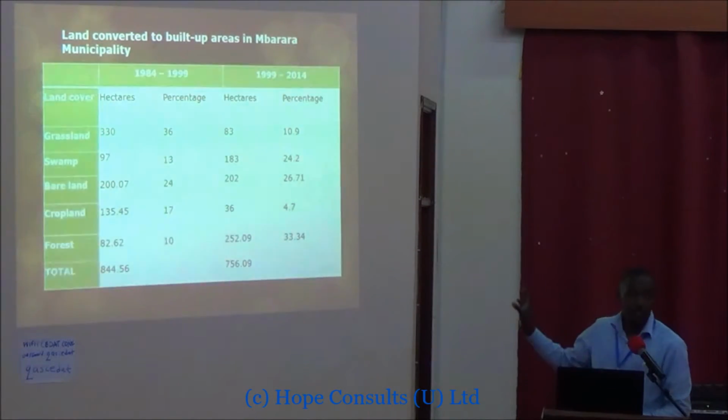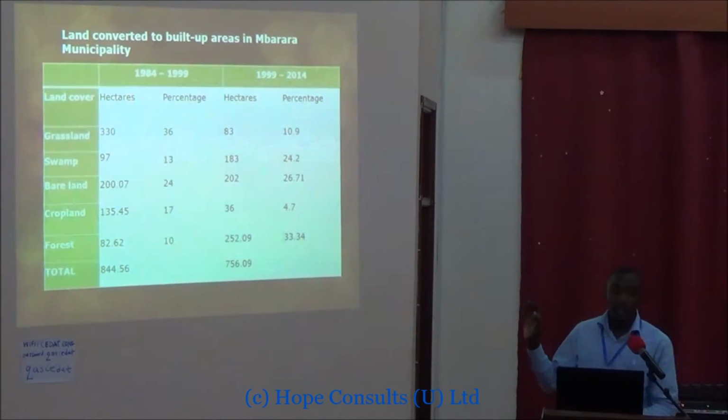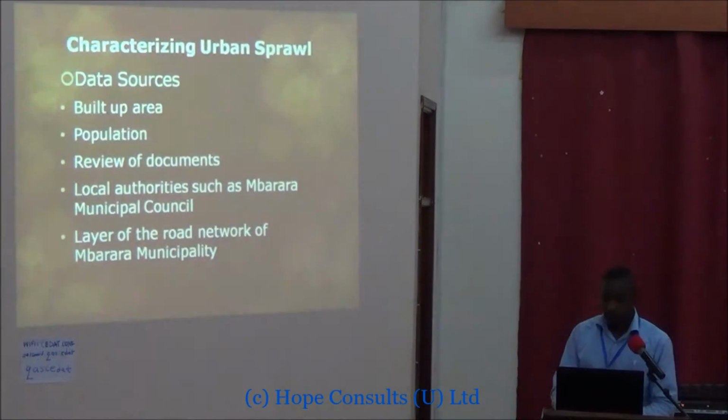Then it was quantified into this: how much had been taken out. That is where you have grassland having lost 36% during that period, for example, then cropland lost 36 hectares, etc. The total is given there. So all this is what the new urban developments affected during this period.